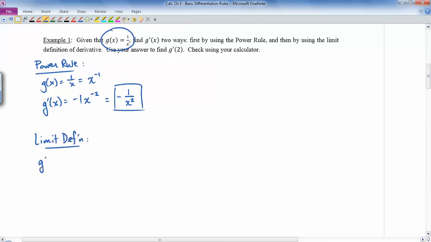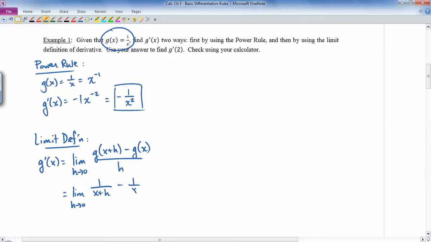Now, if we did it using the limit definition instead, then we would say g prime of x equals the limit as h goes to 0 of g of x plus h minus g of x all over h. So that is going to be the limit as h goes to 0 of 1 over x plus h minus 1 over x, all divided by h. And then to get rid of those fractions within fractions, I'm going to multiply everything by one gigantic common denominator. It's really multiplying by both denominators in the top.